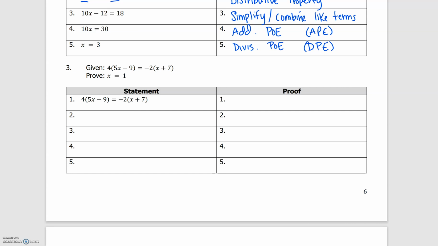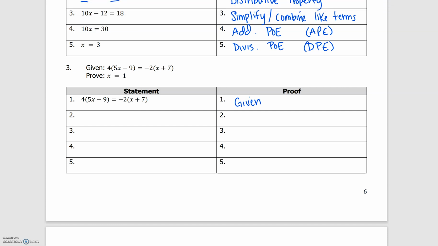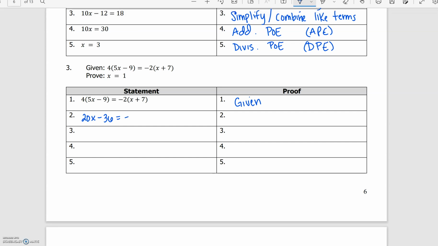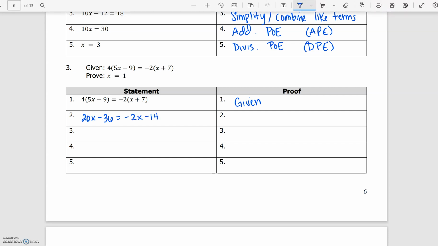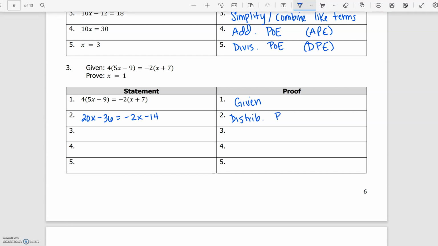So first step is the given. Next step is going to be distributing. So we are going to do the 4 times 5 and get 20x. We're going to do 4 times 9 to get 36, negative 2x, negative 14. So that is distributive property.